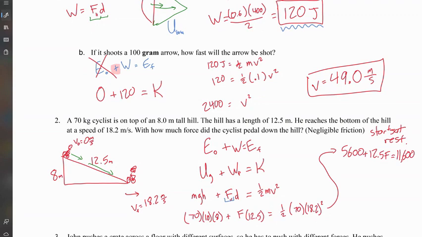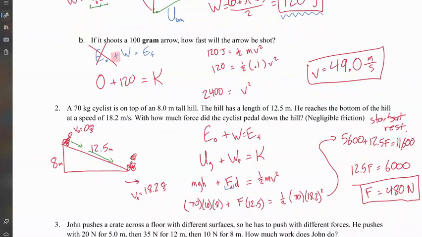Okay. So then I'd get 12.5 times the force is equal to 6,000 minus 5,600, so 6,000 is the... our force, divide that by 12.5. We have a force of 480 newtons. All right, so that's our pedaling force. We recognized we have an energy initial with gravitational. Then we put in some work with the pedaling, and we end at the bottom of the hill, but moving faster than we would have been moving had we just rolled or had we just let ourselves go.